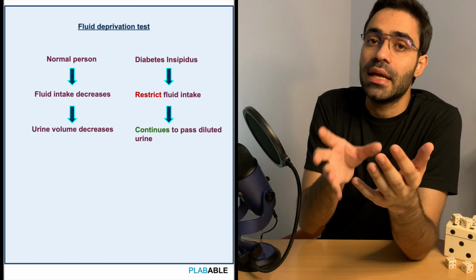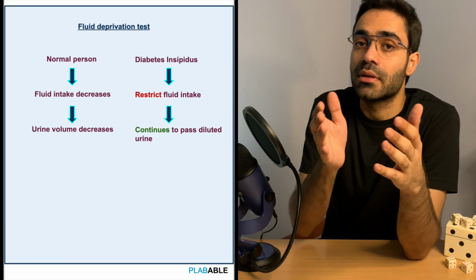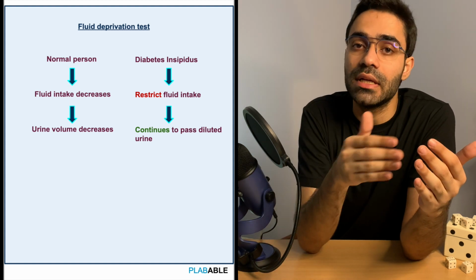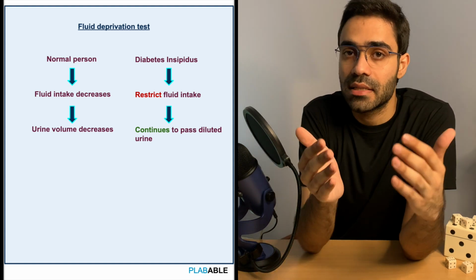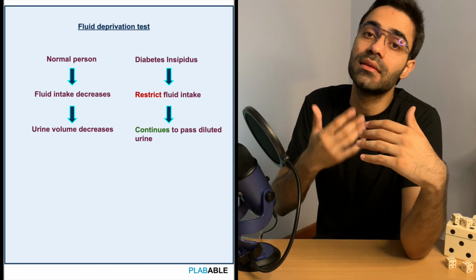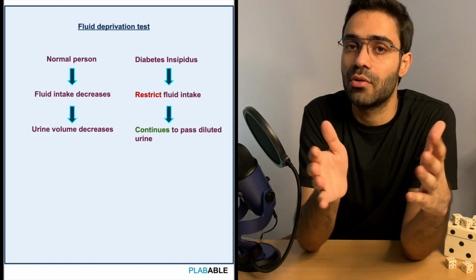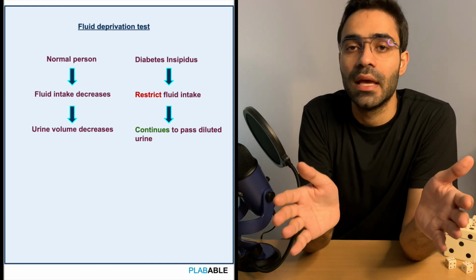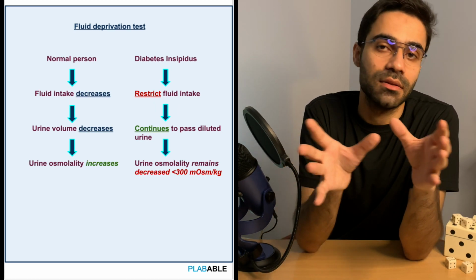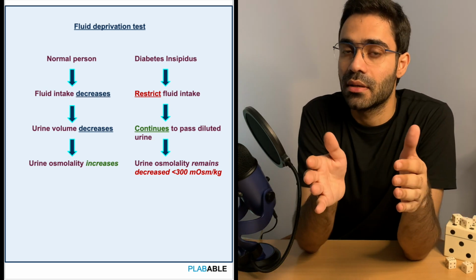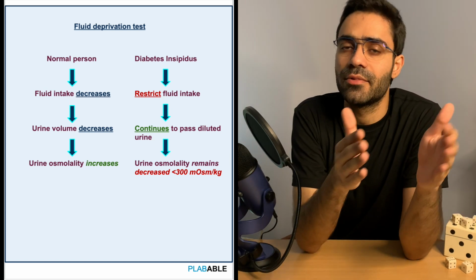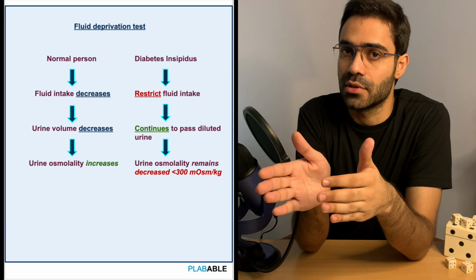And when the ADH is not functional, the kidneys are not able to conserve or reabsorb water. And as a result, despite the fluid intake having decreased, the person still continues to pass a large amount of diluted urine. And the urine osmolality remains low, which is less than 300. So the normal urine osmolality is between 300 to 800 milliosmoles.